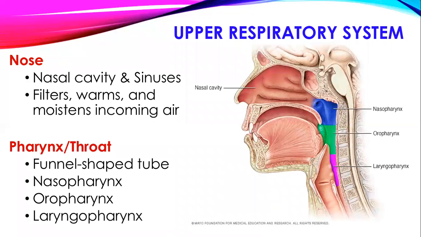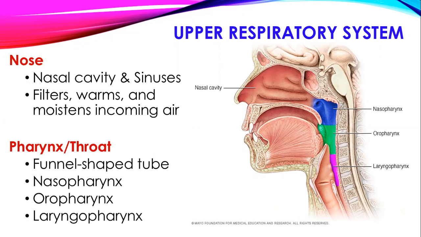The nasal cavity walls are lined with hairs that are part of the air cleansing system. The sinuses are hollow areas between the bones in your head that help regulate the temperature and humidity of the air you inhale. It also gives tone to your voice. The pharynx, or the throat, is a funnel-shaped tube that delivers air from your nose to the trachea, or the windpipe.